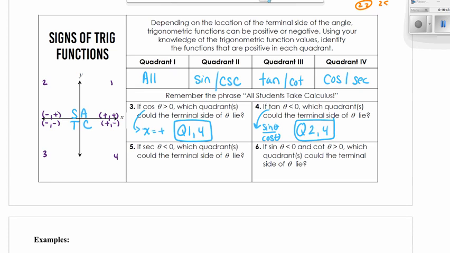And then this one says if secant is less than 0, which quadrants could the terminal side lie in? So remember, secant is the reciprocal of cosine. So we're also saying, where is the cosine of theta less than 0? Cosine is our x value, so we want our x value to be negative. So x is negative in quadrants 2 and also quadrant 3.